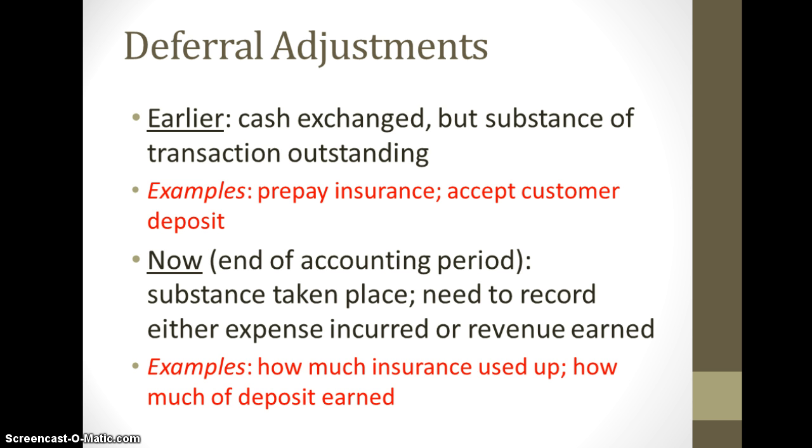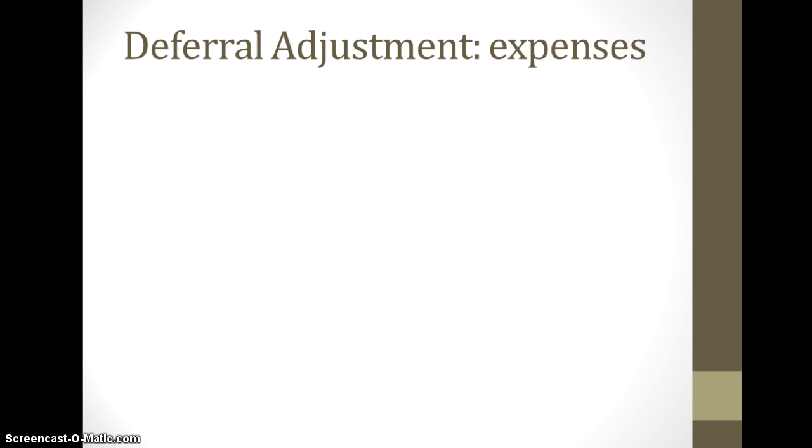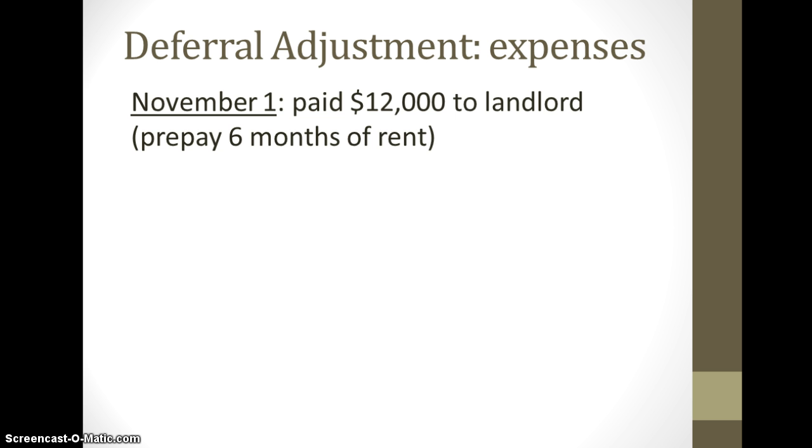So if you've used up some of that insurance expense, we have to figure out how much did we use up, and make that adjustment at the end of the accounting period. If we're talking about that customer deposit that we received, we have to figure out how much did we earn at the end of the accounting period, and record how much of that revenue we've actually earned up until the end of the accounting period. Let's take a look at some specific examples starting on the next slide with respect to expenses.